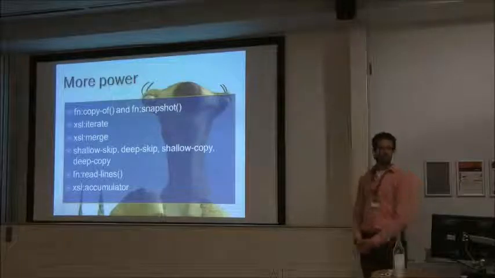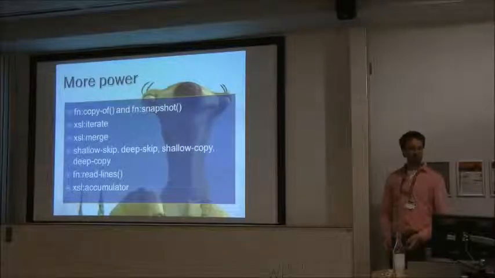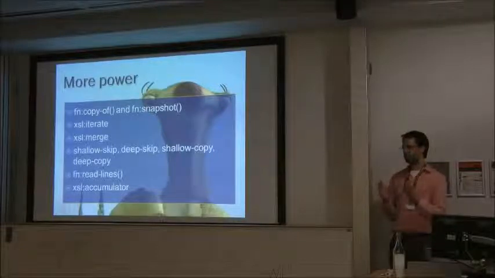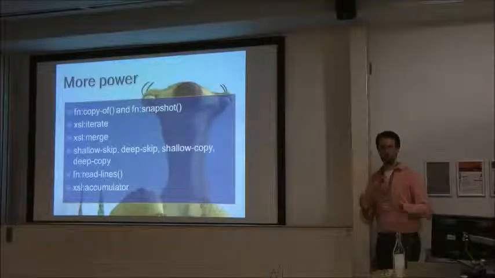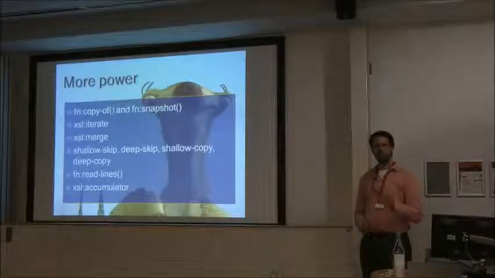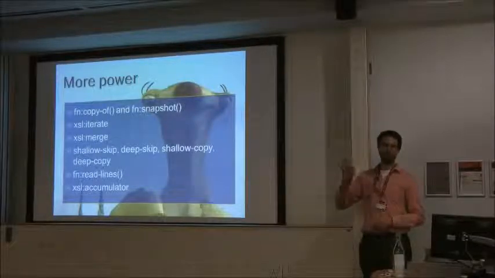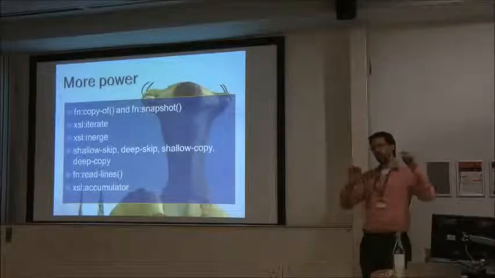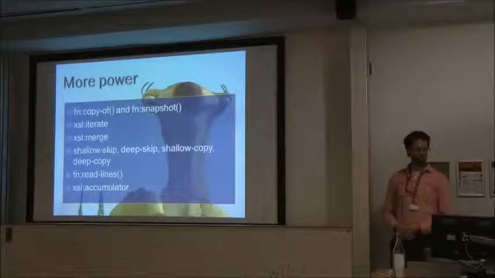XSLT3 comes with a lot more power to help us deal with certain situations in streaming. Well, there's copy-of, the instruction. Copy-of takes a copy at that point and makes, how do you say that in English? A disjoint copy. So there's no way to check for the ancestors. Snapshot does the same, but it keeps the ancestors. So if you are in employees/employee and you make a snapshot at that point, you are capable of checking the parent when you process these nodes.